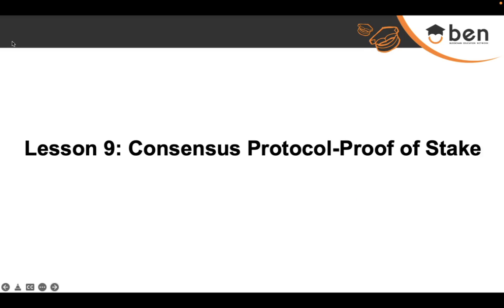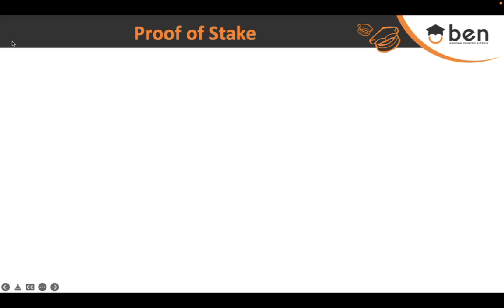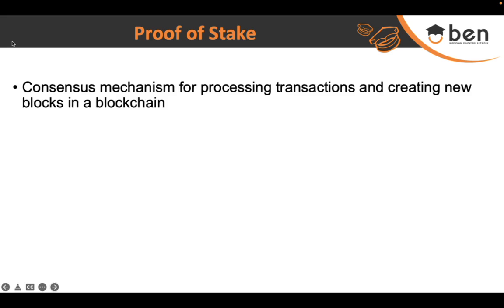In today's lesson, we are going to discuss another consensus protocol, which is called the Proof of Stake protocol. So, what exactly is a Proof of Stake protocol? Let us have a look at the key features of this protocol. It's a consensus mechanism for processing transactions and creating new blocks in a blockchain.